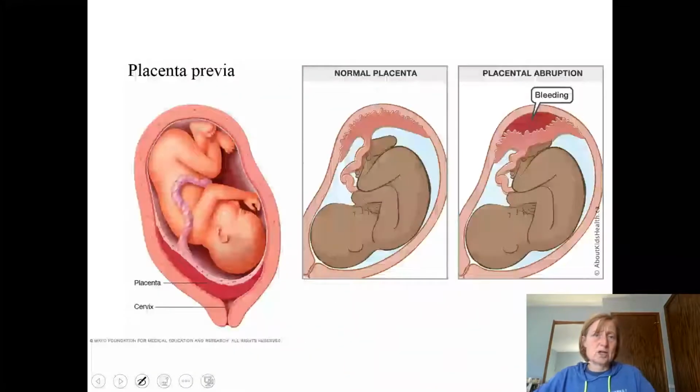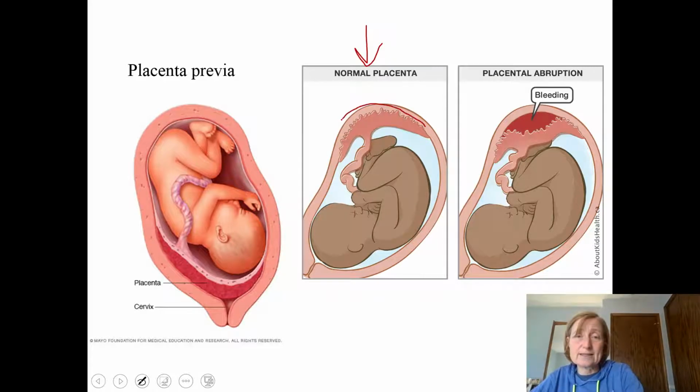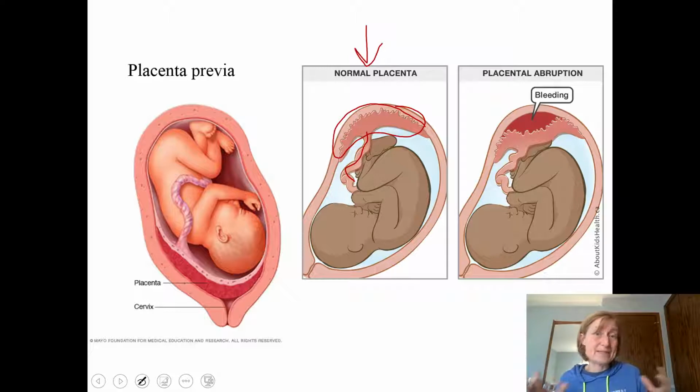So let's talk about something called placenta previa. So here's a picture of a little fetus developing well with a placenta that's tightly attached to the uterine wall. And you can see through the umbilical cord the fetus is getting materials from the placenta. That placenta is actually made up of mom and baby tissue, and it's really tightly secured to the uterine wall. Normally the placenta is somewhere away from the cervix.